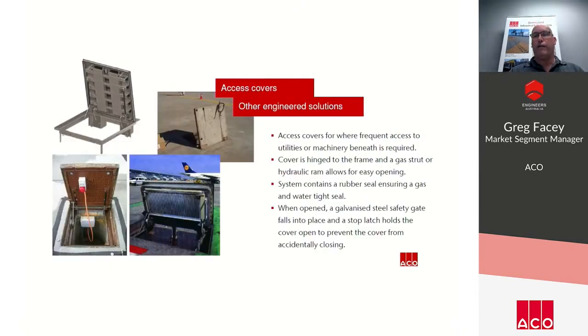Access covers where frequent access to utilities or machinery is required. There are other engineered solutions where covers are hinged to the frame and the gas strut or hydraulic arm allows for easy opening. The system contains a rubber seal ensuring a gas and watertight seal, and when opened, a galvanised steel safety gate falls into place and a stop latch holds the cover open to prevent the cover from accidentally closing. So these are for more heavy-duty applications where consistent access is required.